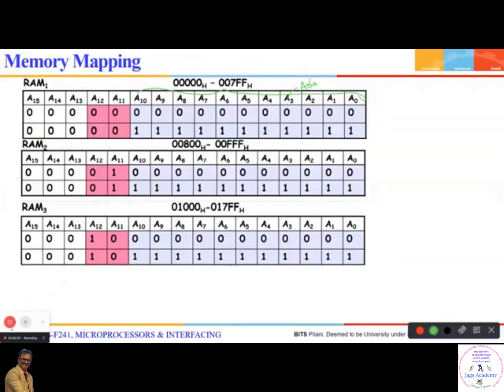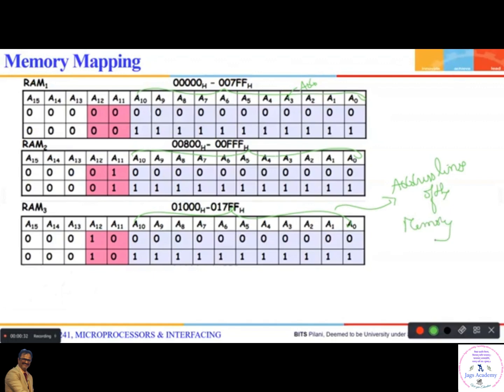This is where we stopped during our last class, and I have told you how to reach this point. Now, out of this table, this entire A0 to A10 will go directly to the address lines of the memory.